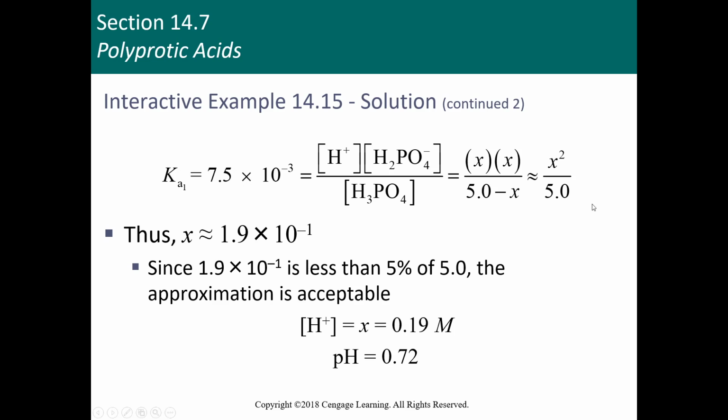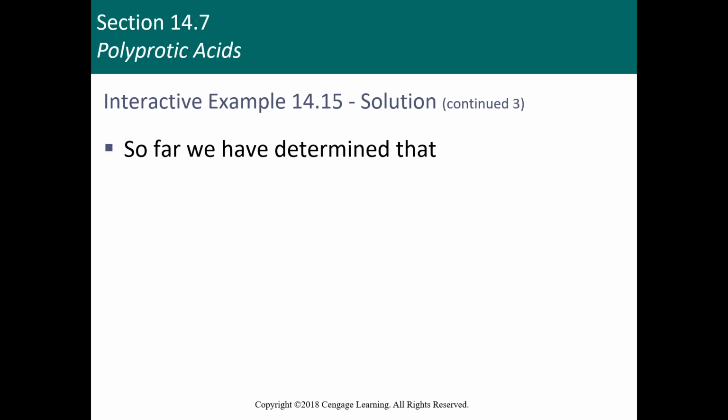And so we go ahead and solve for x. We get x equals 1.9 times 10 to the negative 1. So our x here is 1.9 times 10 to the negative 1. If we go ahead and plug that in, figure out if it's 5% or less of 5, it is. It's less than 5%. And so that was a good assumption that works. And that means that our H plus concentration is going to be that concentration of 0.19. And our pH is going to be the negative log of that value. And so 0.72.